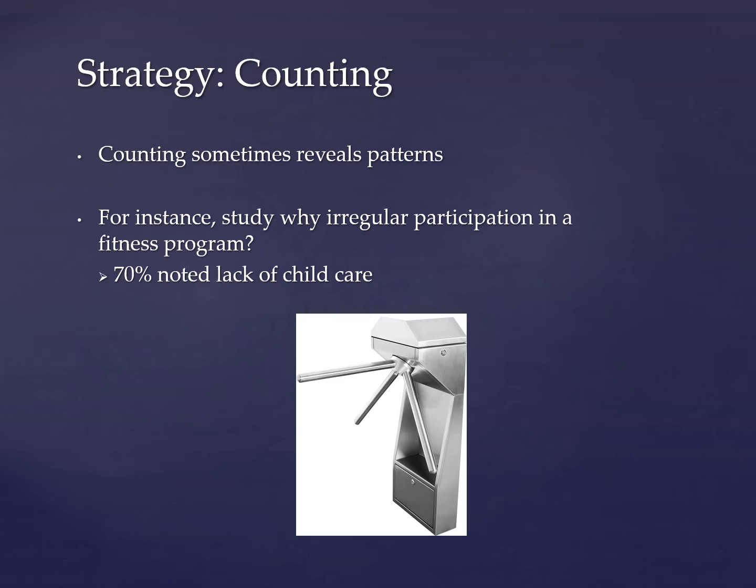Next, we can look at counting. And counting sometimes reveals special patterns. Really, what we're looking at is why something is happening. For instance, why is there irregular participation in a fitness program? So we're noticing that there's irregular participation by several different people, right? And then we look at it in a little bit more depth. We notice that 70% of them noted lack of child care. So we're taking a little bit deeper look into the patterns by doing some counting of why and how.